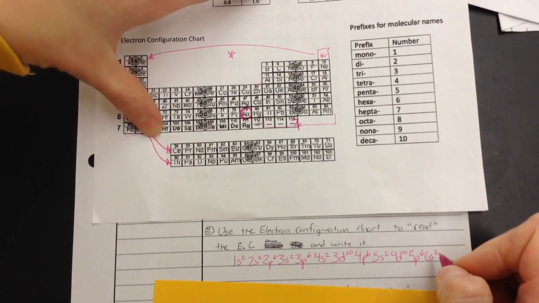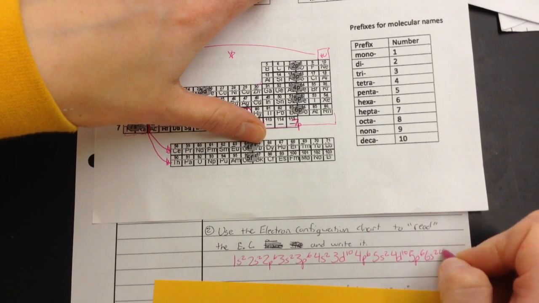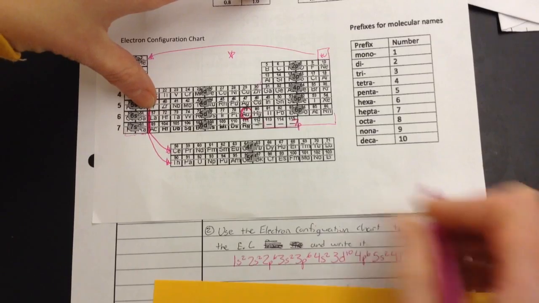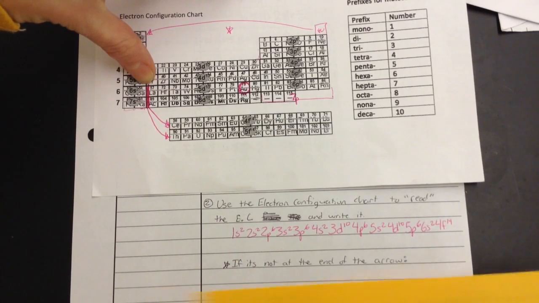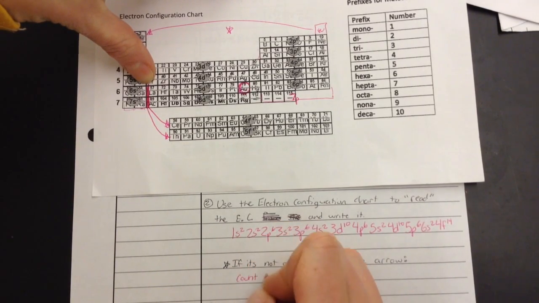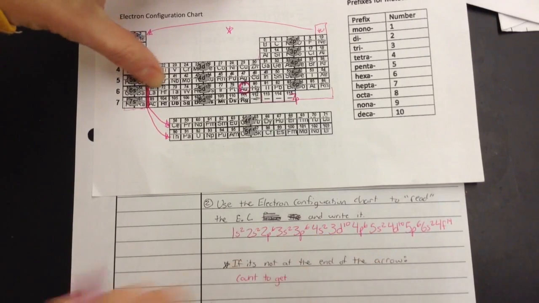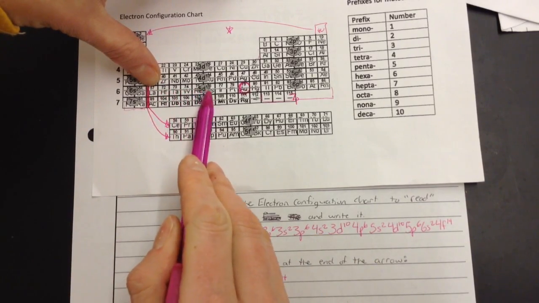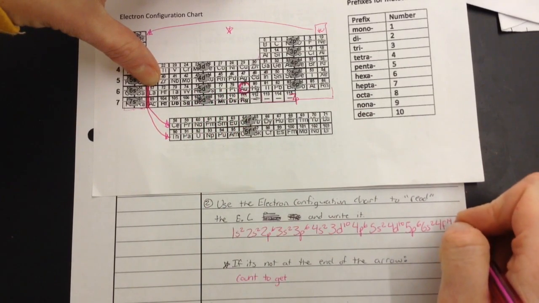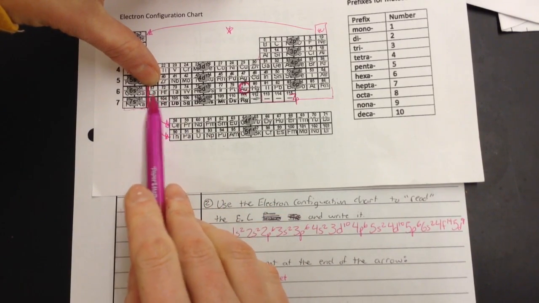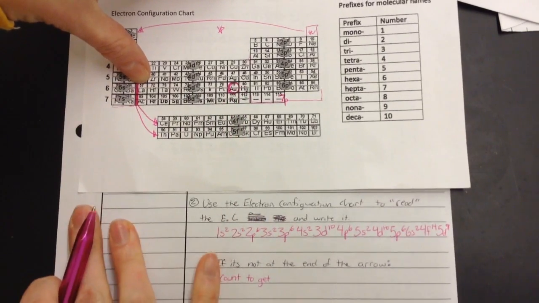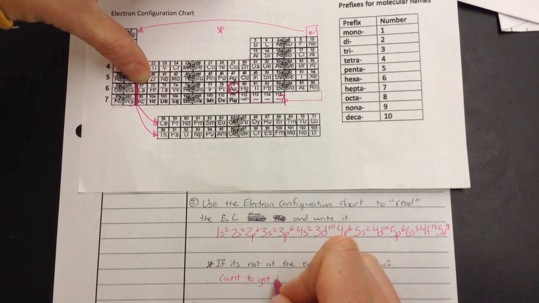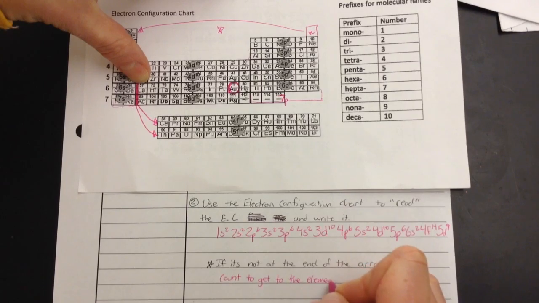6s2, and now here I have to remember to go down to this block here, the F block, 4f14. And now my gold is not all the way at the end, so I made a little place. If it's not at the end of the row, then I'm going to have to count to get the number. So I'm starting here, 1, 2, 3, 4, 5, 6, 7, 8, 9. So this will be 5d9. I'm going all the way across to here. I know this is 10, maybe I could have counted backwards, but that's all I'm doing to read my electron configuration. So count to get to the element in question.